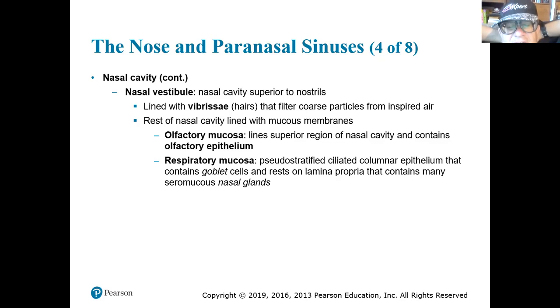The rest of this nasal cavity is lined in olfactory mucosa, and the upper area has the olfactory epithelium. We said that. The respiratory mucosa is pseudostratified ciliated columnar epithelium. It has goblet cells, that's where we're making mucus, and lamina propria that has seromucous nasal glands. What is the purpose of mucus? To catch things that are trying to get into your nose and breathe them out, get rid of them.